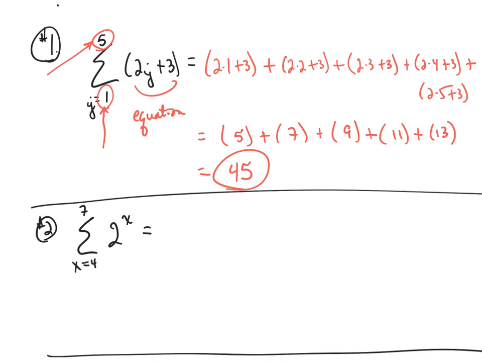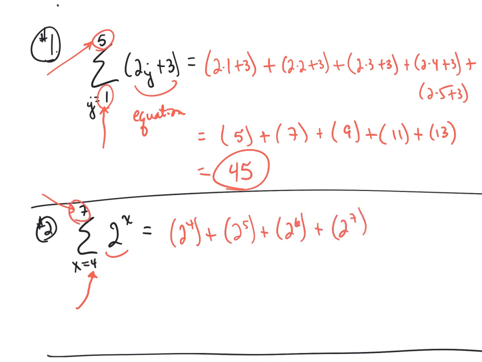Now the bottom number does not always have to start off at 1. Sometimes it can start off at something else, like in my second example where it starts off at 4. So the first number that's going to go in is 4, and the last number that's going to go in is 7. Now the equation here is 2 to the x. So all we have to do is start by putting in 4, add, because the sigma always means add. Then put in the next number, which would be a 5, then add, put in the next number, which would be a 6, and you keep this going until you put in the last number, which is a 7.